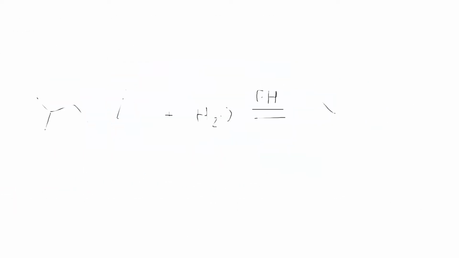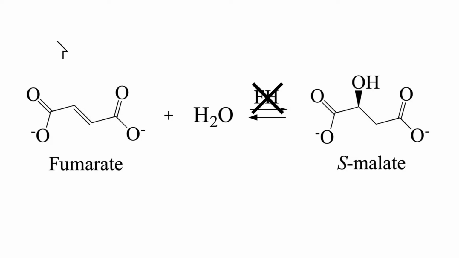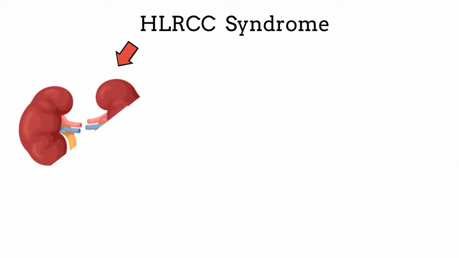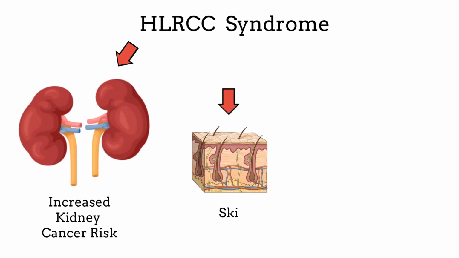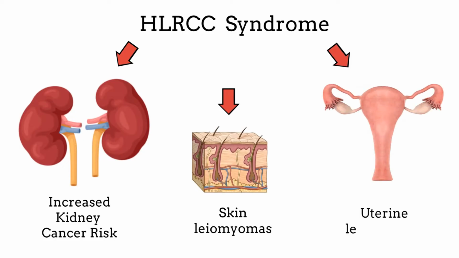Without functional fumarate hydratase within cells, the metabolite fumarate can accumulate to extreme levels. In the case of kidney cells, elevated fumarate can be harmful and increases the risk of kidney cancer by variable estimates. HLRCC is also associated with the development of benign skin leiomyomas and uterine leiomyomas, also known as uterine fibroids.